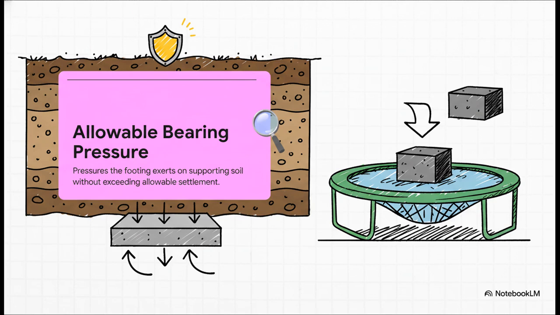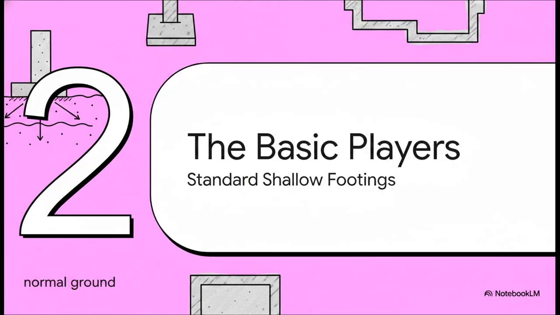Now, allowable bearing pressure. What is that? Well, it's the absolute maximum pressure a footing can safely exert on the supporting soil without exceeding those settlement limits we talked about earlier. Think of it like the maximum weight you can put on a trampoline before it bottoms out and touches the ground. If you exceed this allowable pressure, the soil matrix compresses way beyond its elastic limit, and boom, your structure starts sinking unevenly.